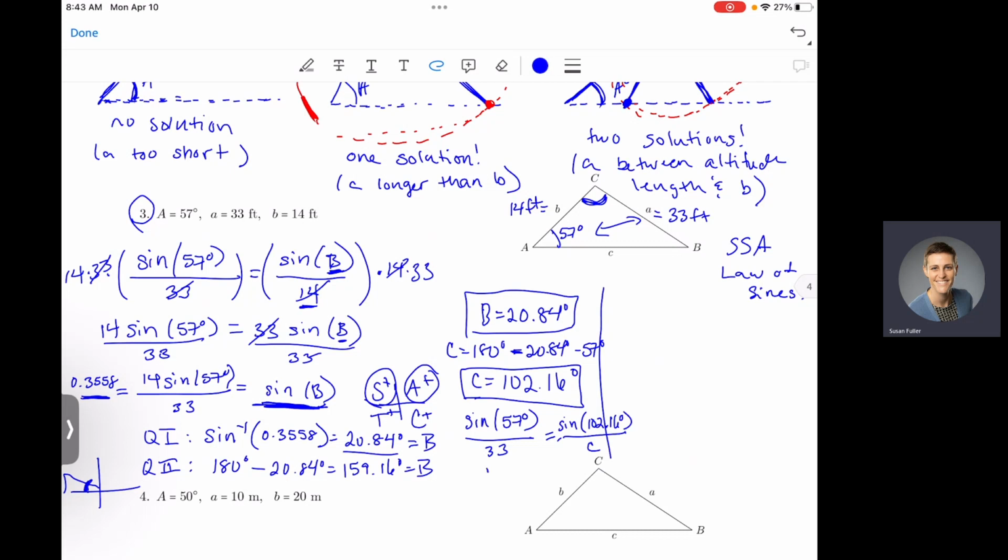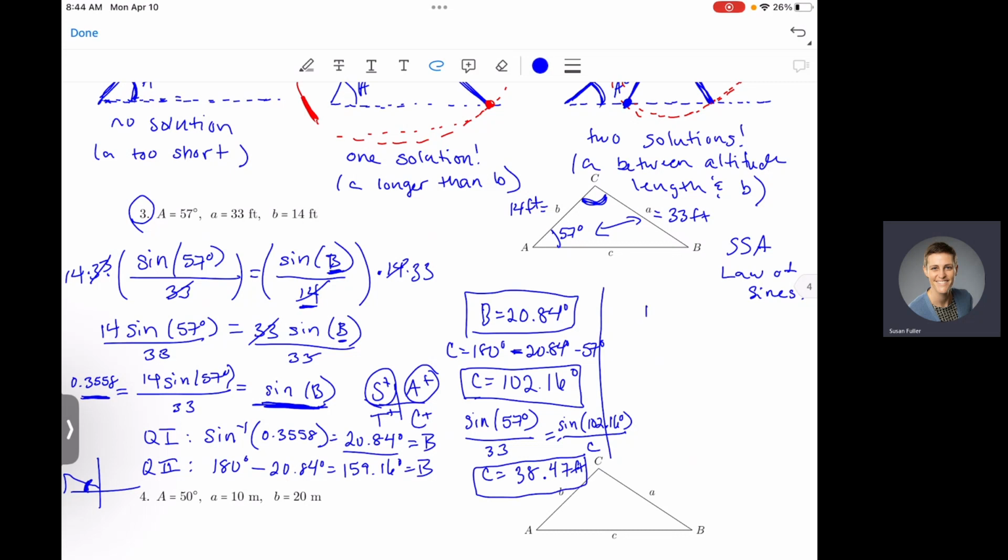And you would get side C is equal to, I'm just going to do this real quick. You can double check this. We're pretty much out of time, so I just want to get this down here. 38.47, and these are in feet. So that's the length of side C.